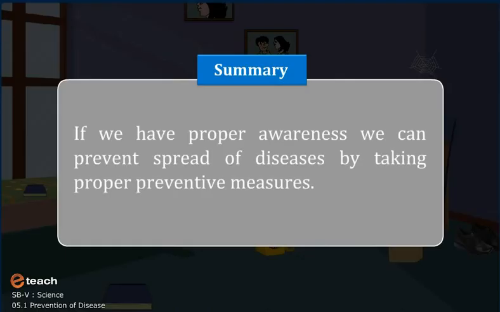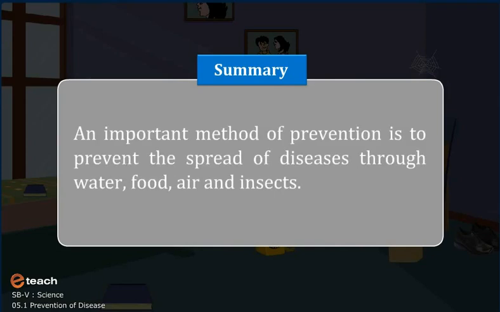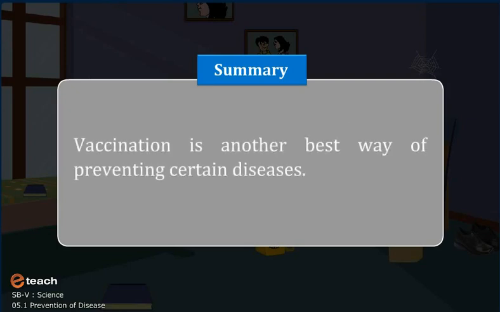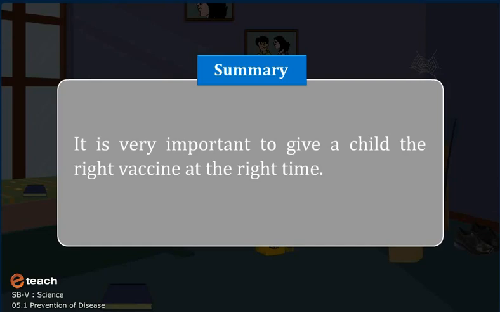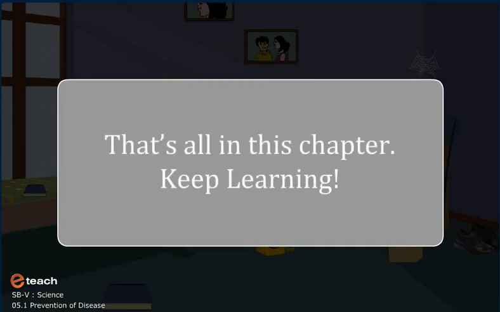Summary: if we have proper awareness, we can prevent spread of diseases by taking proper preventive measures. An important method of prevention is to prevent the spread of diseases through water, food, air and insects. Vaccination is another best way of preventing certain diseases. It is very important to give a child the right vaccine at the right time. That's all in this chapter. Keep learning.